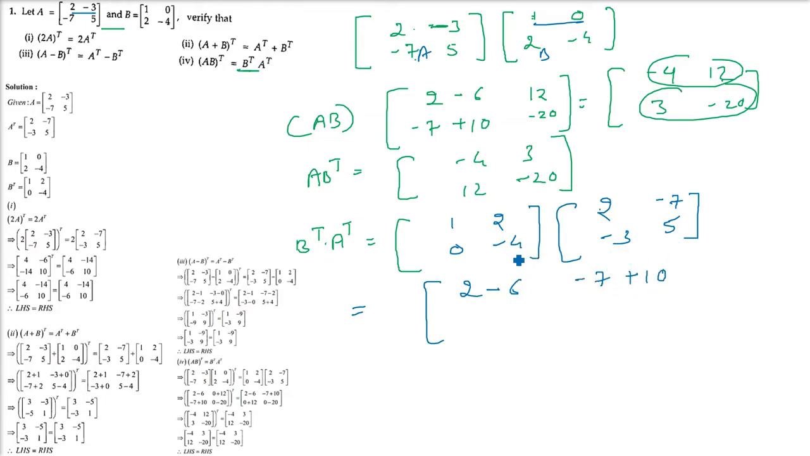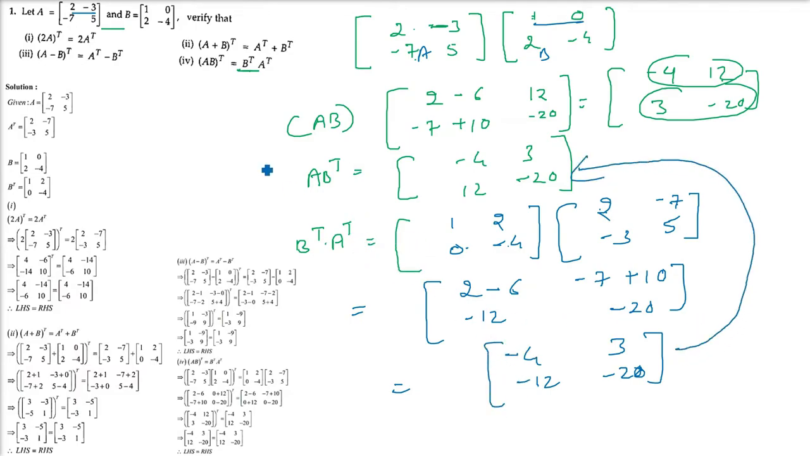Now 0 into 2 is 0, -4 into -3 is 12. 0 into -7 is 0, -4 into 5 is -20. So what do you get? -4, 10 minus 7 is 3, 12, and this is -20. So what do you see? This one and this one, they are the same. That's what we wanted. Right?